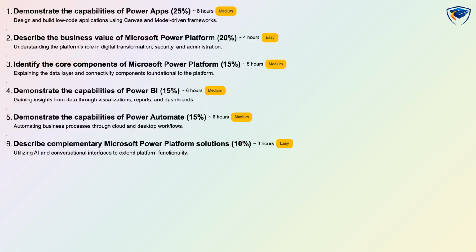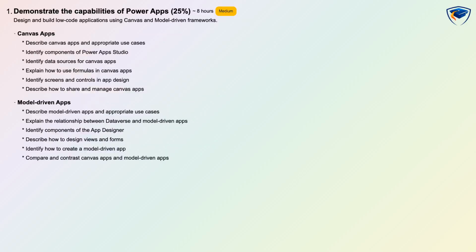This course balances hands-on and conceptual assessments and focuses on low-code app design, data, automation, analytics, security, and AI. You will get a clear map of topics, estimated study time, difficulty level, and assessment style so you can prioritize your preparation. Demonstrate the capabilities of Power Apps is weighted at 25%, difficulty medium, with an estimated learning time of 8 hours and assessment type hands-on plus conceptual.